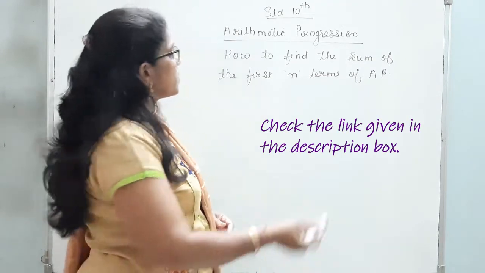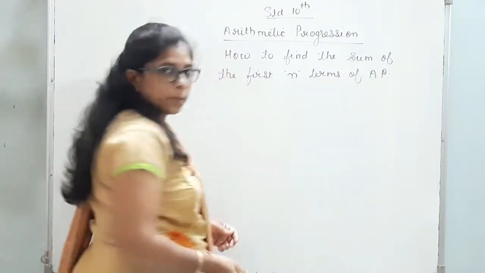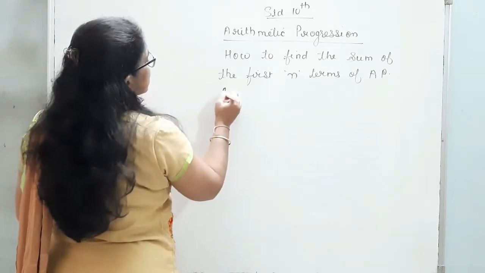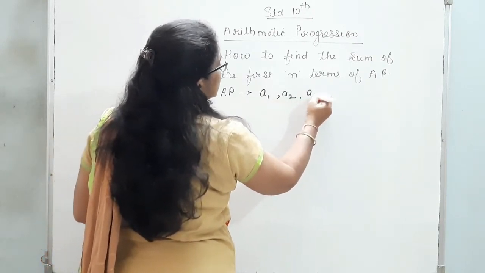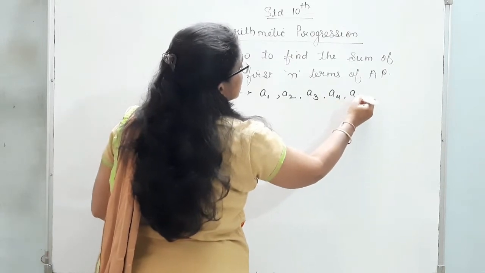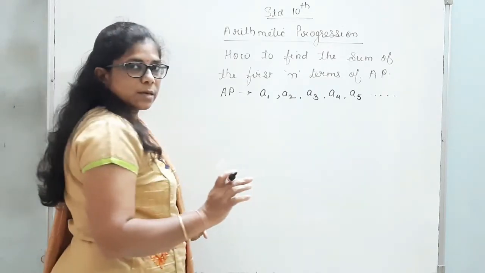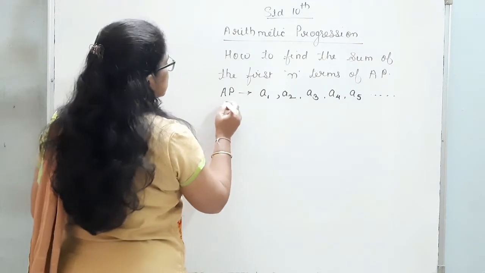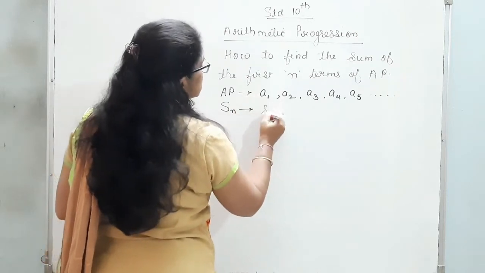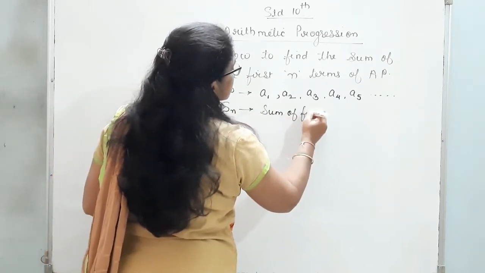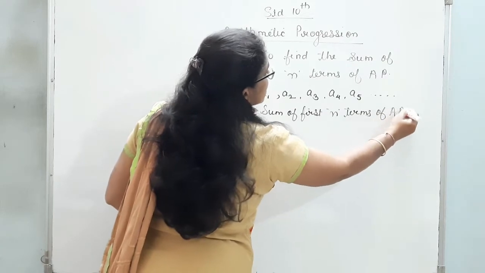Now, let us move further to the next concept of this chapter, that is how to find the sum of the first n terms of AP. For this, let us consider one AP with the terms A1, A2, A3, A4, A5 and so on. So let us see how to find the sum of the n terms. For example, I will just consider the first 5 terms. Sn denotes the sum of the first n terms of AP.